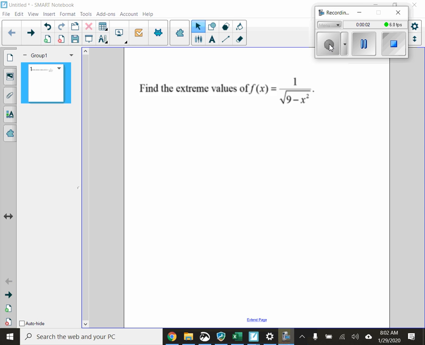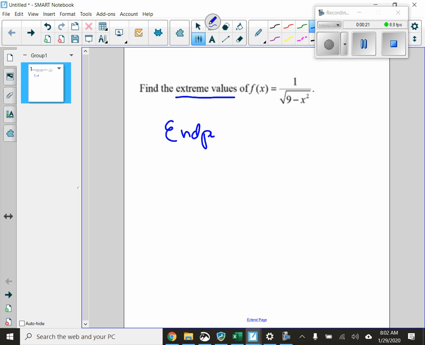Okay, I'm going to try and work this problem in a really organized fashion. So the question is asking me to find the extreme values of this function. So what I know that I need to find is, are there any endpoints? And I need to find what are the critical points.